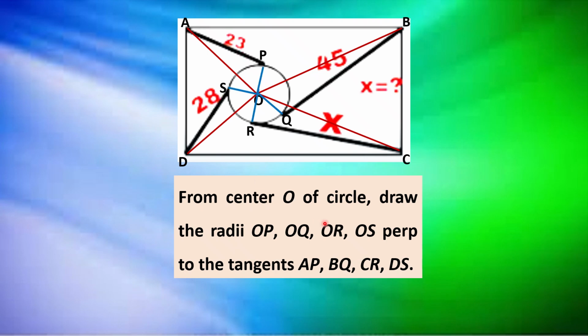So from center O of the circle, we draw four radii. OP is one radius, OQ is another radius, OR is the third radius, and OS is the fourth radius. We are drawing the radii perpendicular to the tangents AP, BQ, CR and DS. So we have got the four radii, see the blinking blue lines.